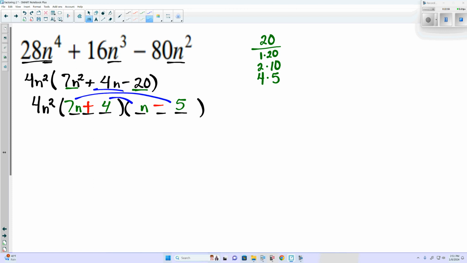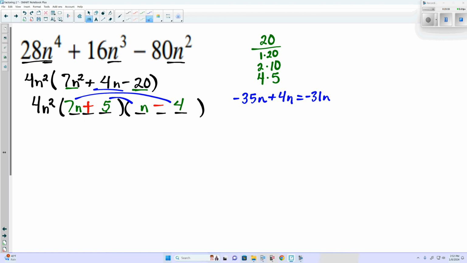And we can check this here, and we're looking for a 4n. 7 times negative 5 is negative 35n. 4 times n is plus 4n, telling us that we have negative 31n. Since that's not the middle term we want, we can switch the 4 and 5. So we flip the 4 and 5, and we're going to try this again.